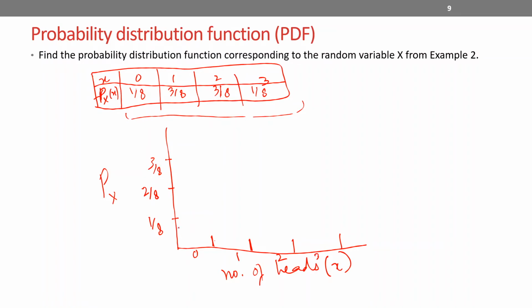So here, to get 0, and I'm drawing it as a box, is 1/8 from this table, and then getting 1 is around 3/8, right? So I'm drawing this bar chart sort of a thing, and then getting 2 is also 3/8, and then it comes back to 1/8, right? So this graph represents the probability distribution function for the experiment when I toss 3 coins.